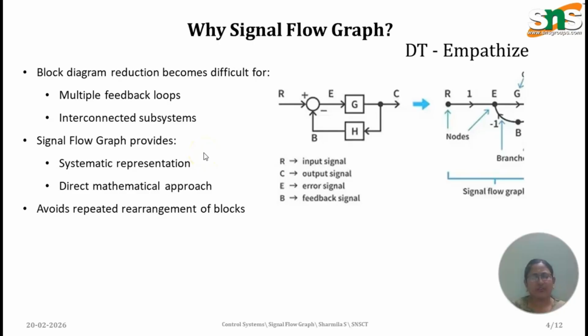Block diagram reduction requires rearranging blocks again and again. But a signal flow graph provides a systematic representation and a direct mathematical approach, with no need for repeated rearrangement. It simplifies the analysis of complex systems, especially when multiple loops are involved. This shows the block diagram: R is the input, C is the output, and gains and feedback loops are available. But if we use a signal flow graph, we use nodes, forward paths, and loops.